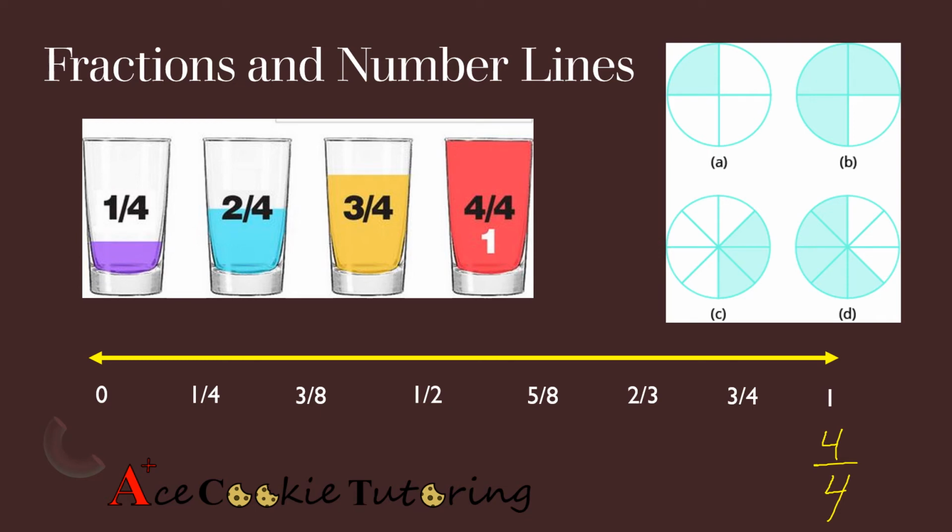Now you'll notice that 1/4 is really not all that much juice or water or liquid, whatever we have here, whereas 3/4 is almost a full glass. So that's why here on my number line I've got 1/4 so close to 0, because there's really hardly anything in that glass. But then I've got 3/4 all the way over here so close to 1 because it's almost a full glass. Now I've got my circles here too.